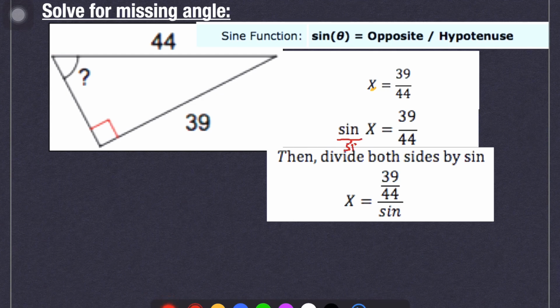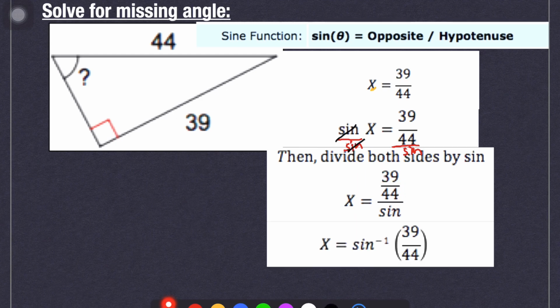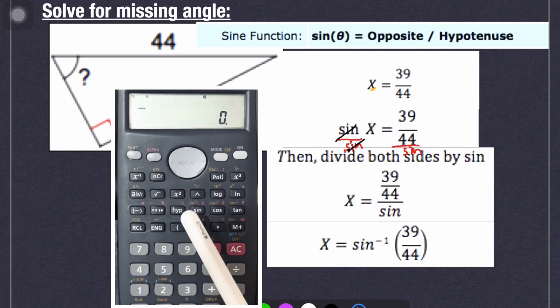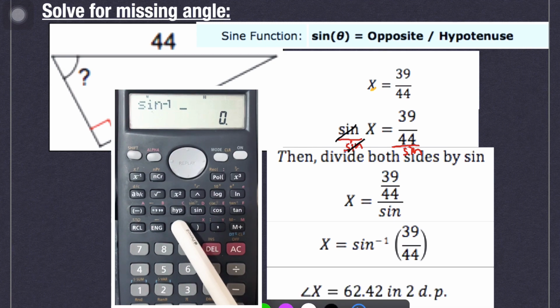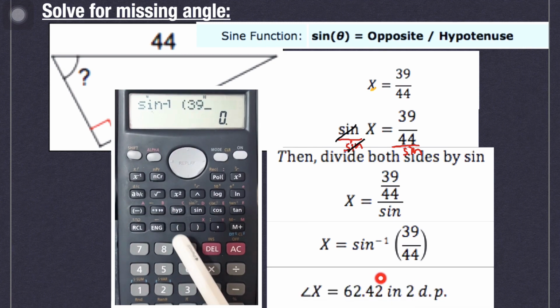So we have x is equal to 39 over 44, all over sine. Here, what we are going to do is get the inverse. Remember, it's in the denominator that becomes -1, and in the calculator this is how you do it. This is where we can find sine -1, and there you go, the value of x is equal to 62.42 in 2 decimal places.